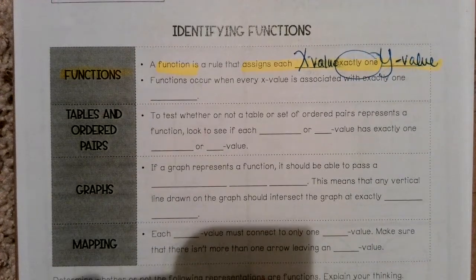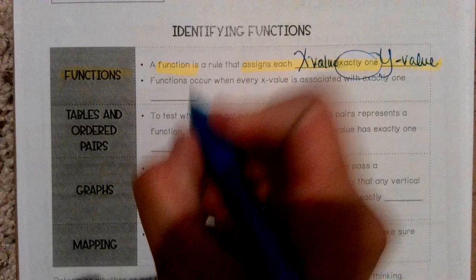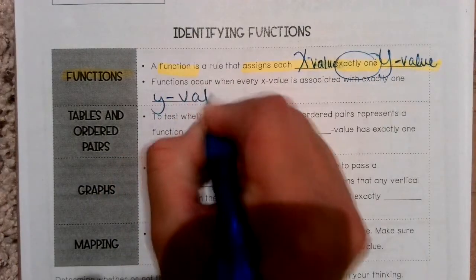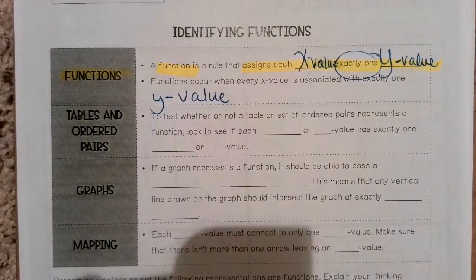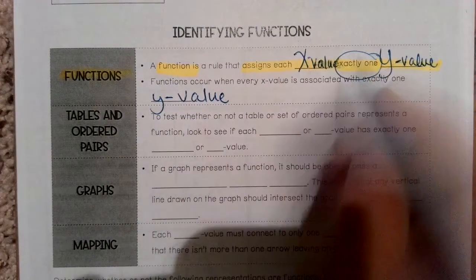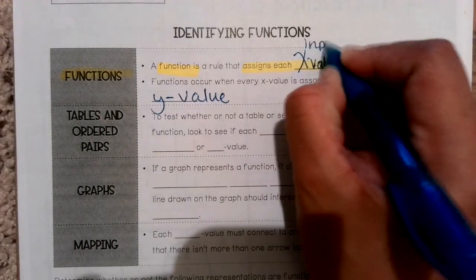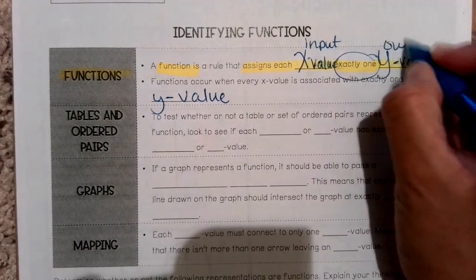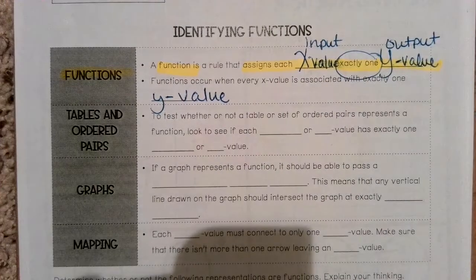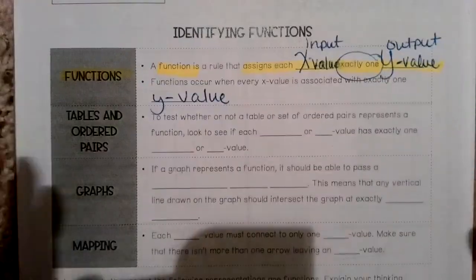So it says functions occur when every x value is associated with exactly one y value. We could also call these input and output. So when your input has only one output. So that's just some quick notes on what is a function, right?